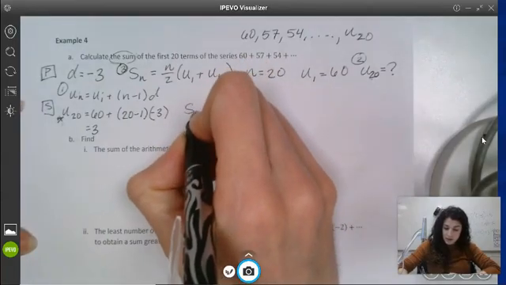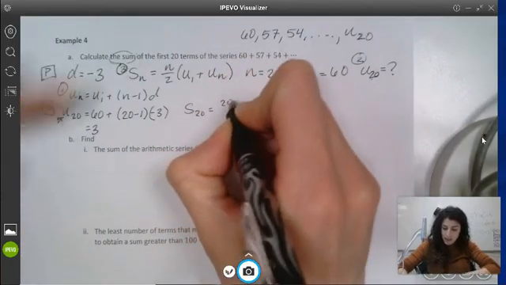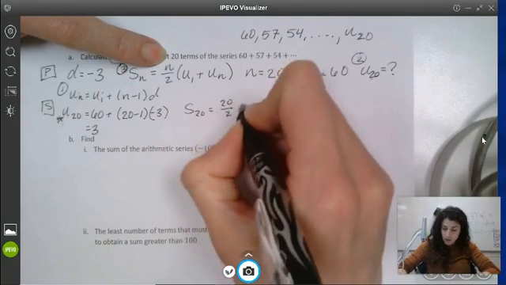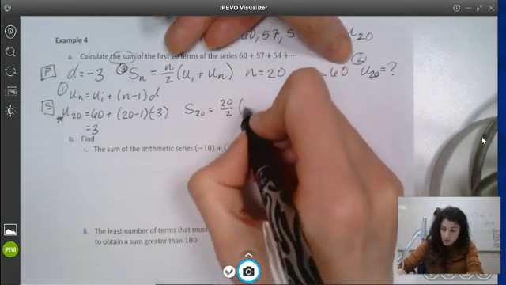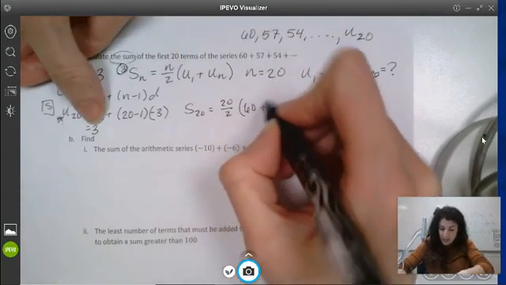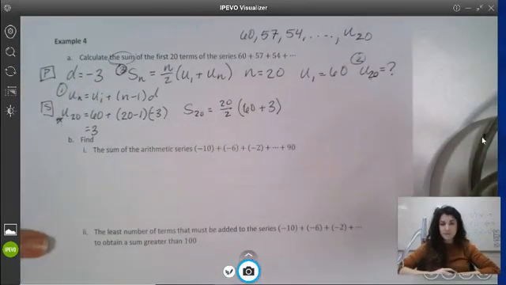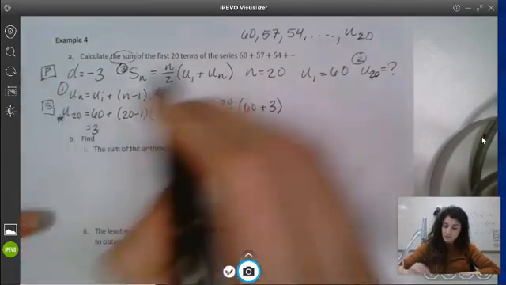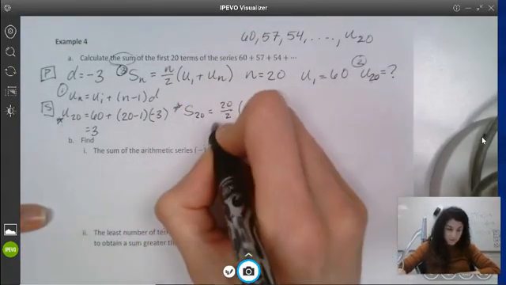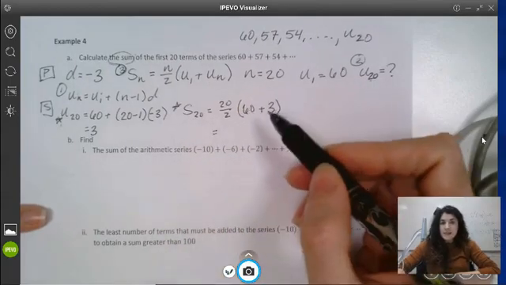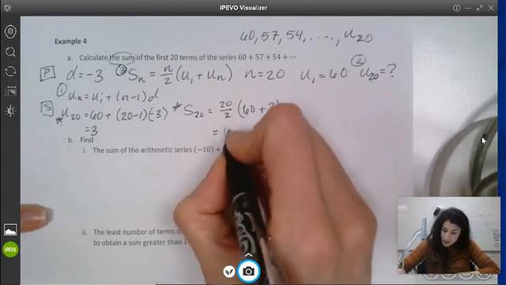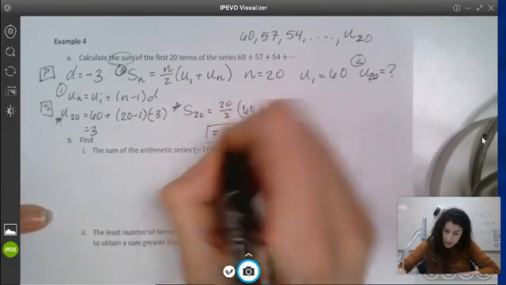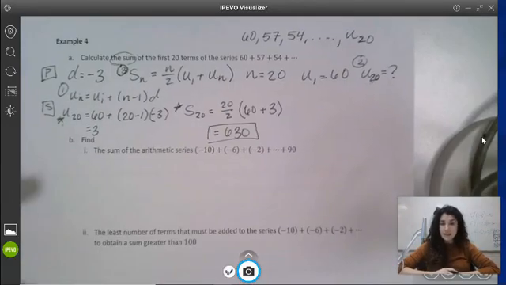Okay, so now I need to do s sub 20 equals 20 over 2, times our first term plus our last term. Go ahead and solve for that. 60 plus 3 is 63, times 10 is 630. The sum of the first 20 terms of that series is 630.